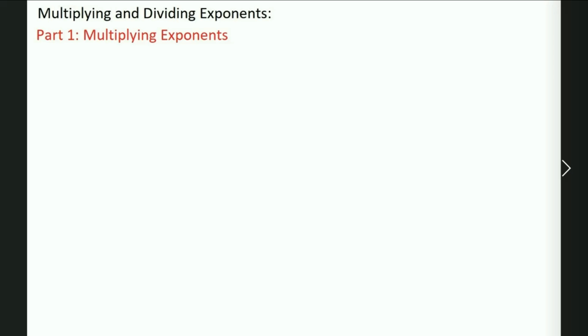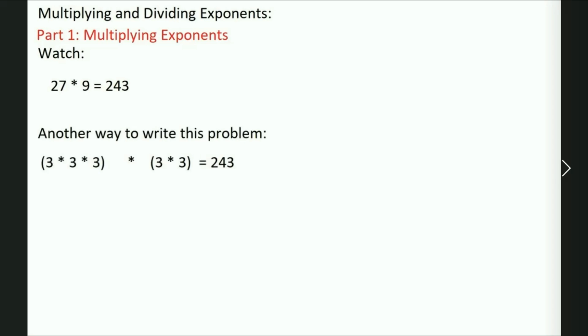Part 1 is multiplying exponents. If you watch this problem, you'll see 27 times 9 is 243. That's just a regular old problem. I'm going to write it in a different way. 27 is 3 times 3 times 3. 3 times 3 is 9, 9 times 3 is 27. If you multiply that by 9, which is 3 times 3, you still get 243.